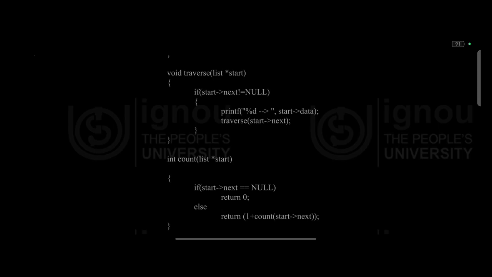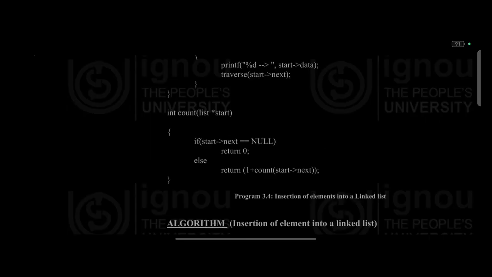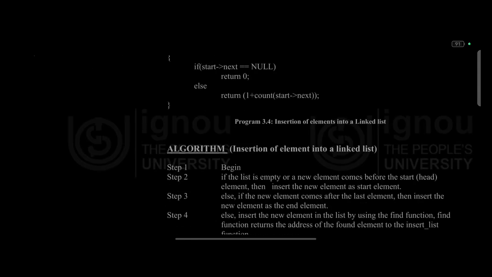printf("%d", start->data); traverse(start->next); int count(list *start) { if (start->next == NULL) return 0; else return 1 + count(start->next); } Program 3.4: Insertion of elements into a linked list.